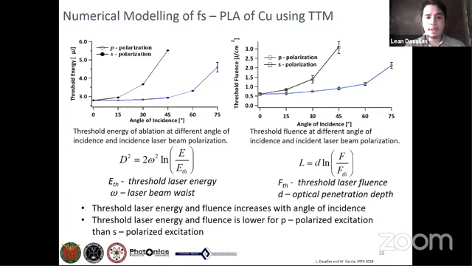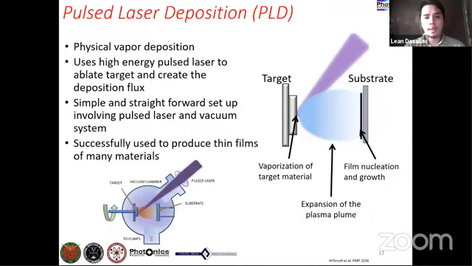What we have observed is it will be easier to do ablation for p-polarized light excitation compared to s-polarized light excitation, which is an important conclusion if we have to do some experiments such as pulse laser deposition. That will mean that the polarization of the excitation has to be properly oriented in order to improve the deposition or the ablation efficiency. Now, allow me to move on with the deposition part.